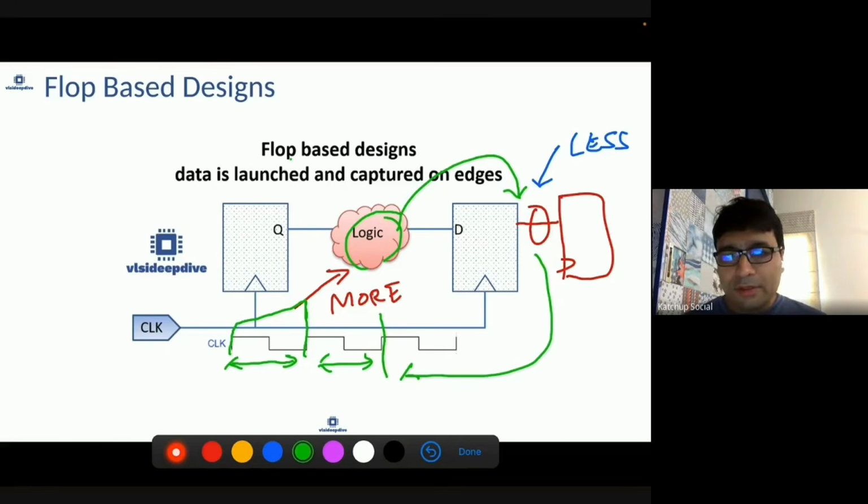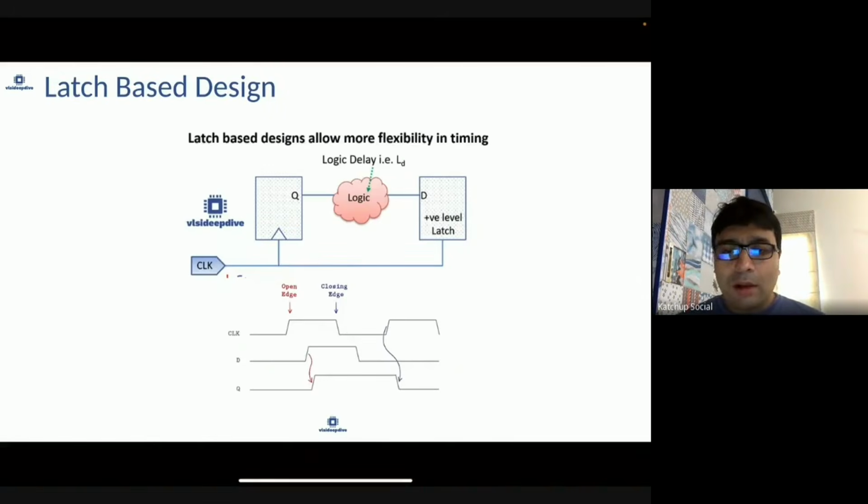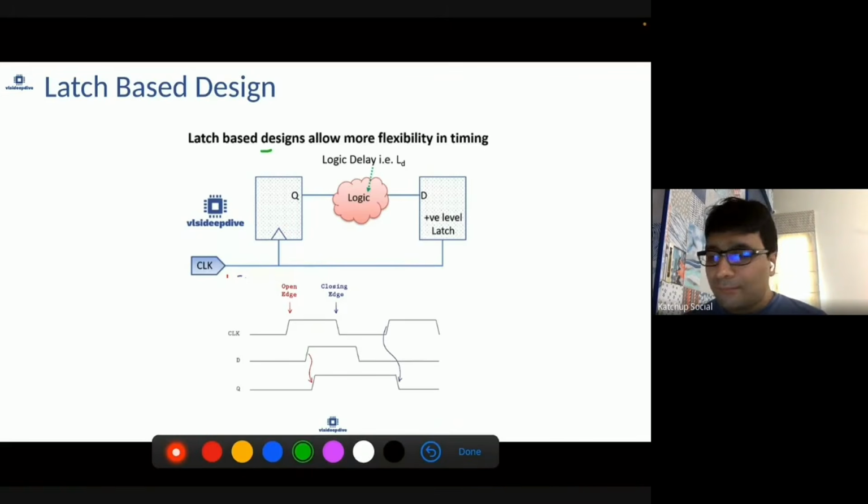Now let's see how it differs from a latch-based design. Latches are not edge-based. They are level sensitive, which means they capture the data either when the clock is high or when the clock is low. So here we have a positive level latch. What that means is when the clock changes from 0 to 1, the latch can start capturing the data. This is known as the open edge of the clock. And when the clock goes from 1 to 0, it closes and stops capturing the data.